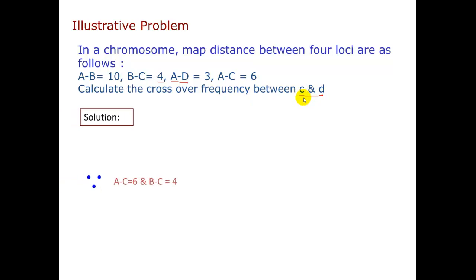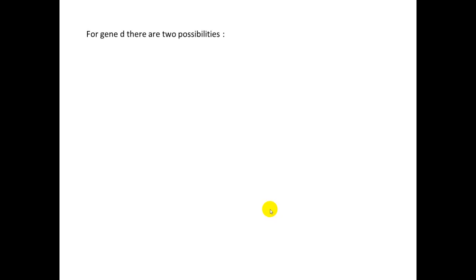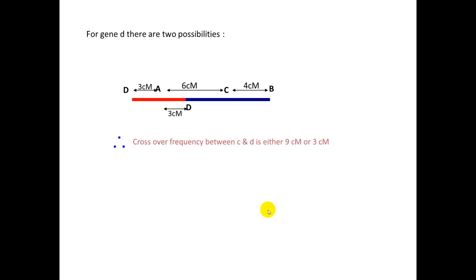Since AC is 6 and BC is 4, it is obvious that gene C is between A and B. Okay? So gene C definitely is somewhere in between, right? So we can show it like this. So for gene D there are two possibilities. What are the possibilities? Either it can be on the left side of A or it can be on the right side of A. So the crossover frequency between C and D can be either 9 centimorgan or 3 centimorgan, right?